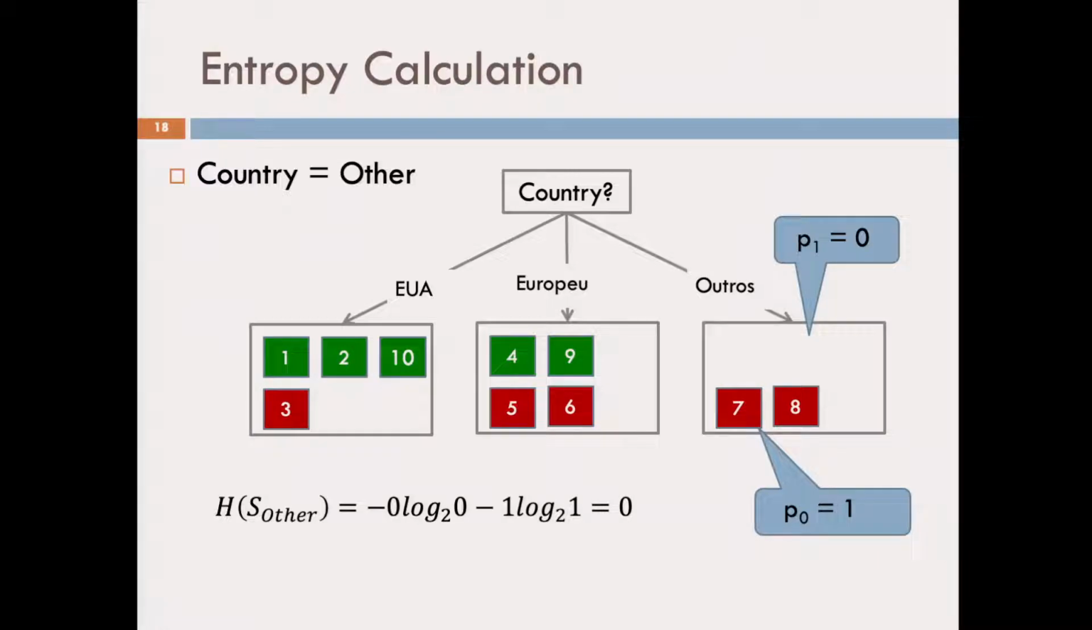Here, okay? So we don't have any positive instance, and we have 2 negative instances. So it's minus 0 log 0, minus 1 log 1, that's equal to 0. So the lowest possible entropy. That makes sense because we have instances that belong to only one class. Now we have the 3 values of entropy calculated for these 3 subsets.